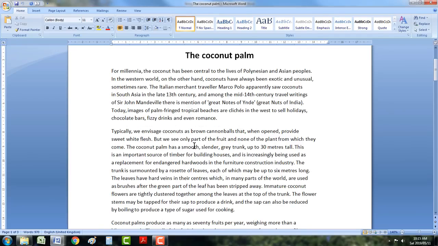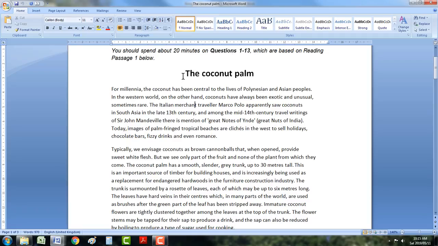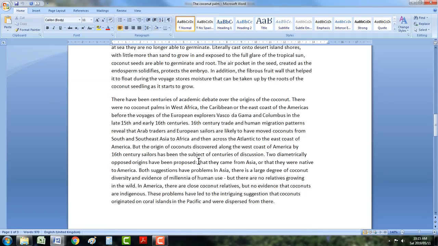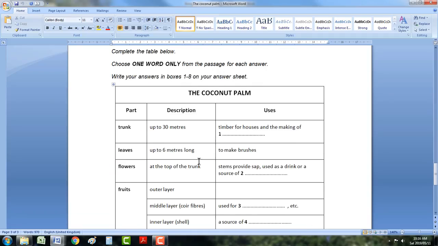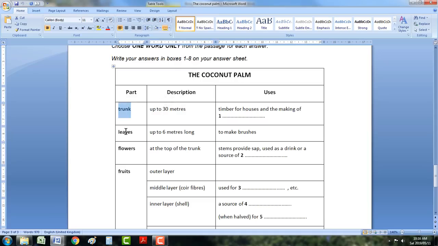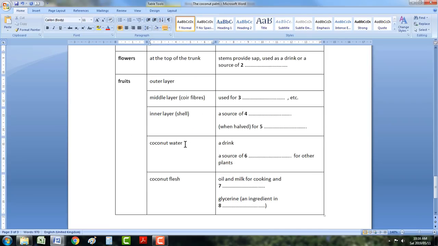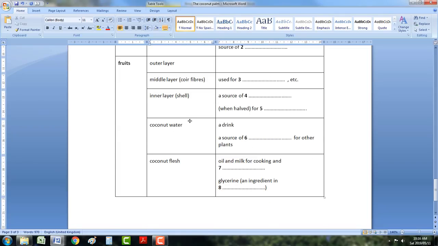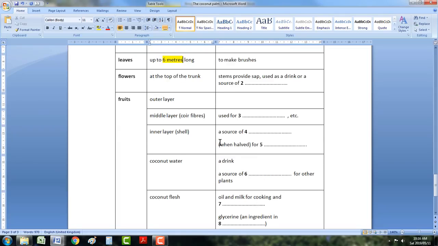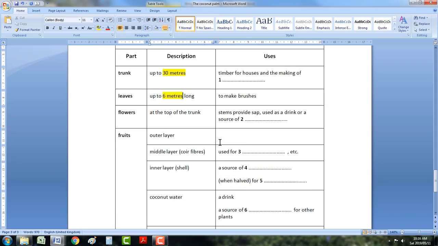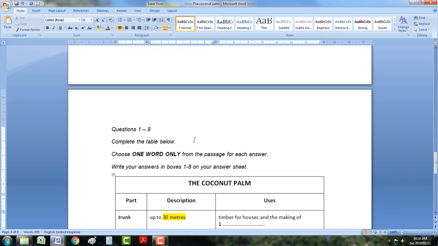So this is also Cambridge 12, test 3, I think. Coconut palm, you know what a coconut is? Great. What have we got? Coconut palm. These might be interesting, but immediately I see numbers. That's nice, that's what I want to see. 6 meters. I see, what else do I see? Nothing. Okay, so no numbers, no italics, no capital letters, so this is a little bit more difficult. But let's quickly go and find 30 meters and 6 meters.